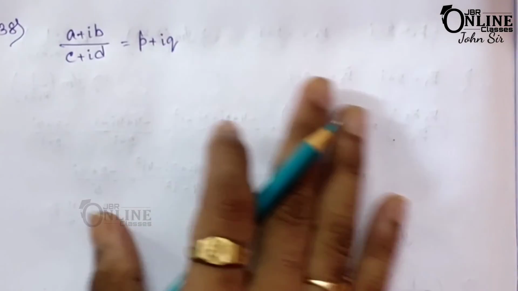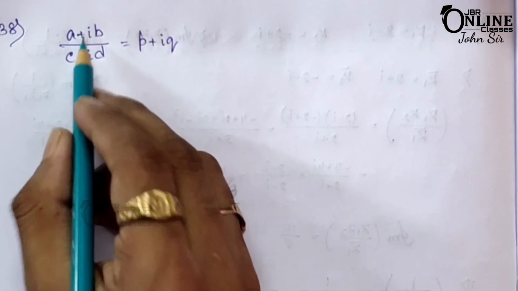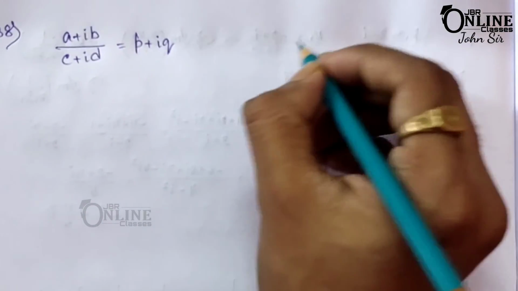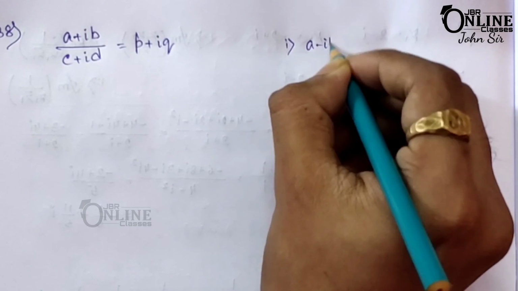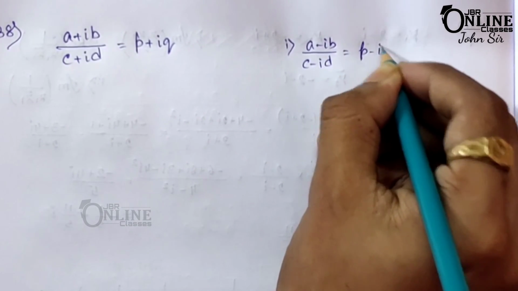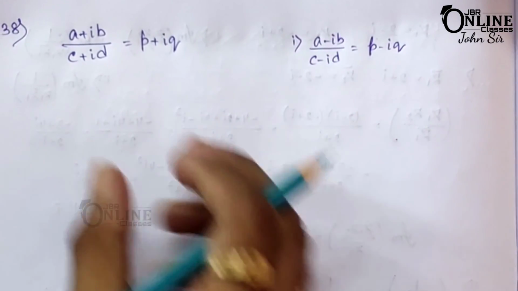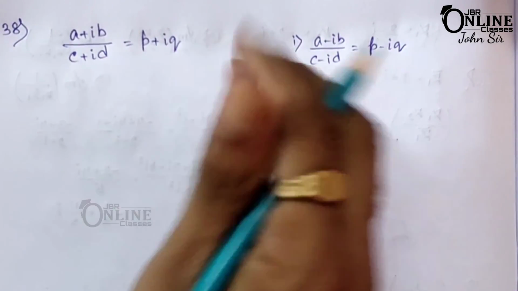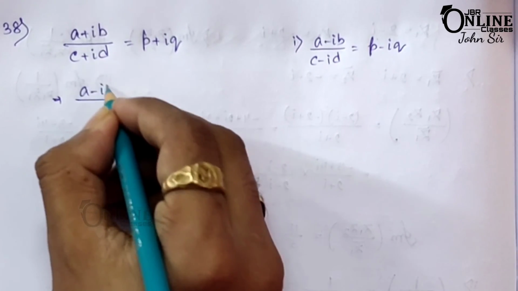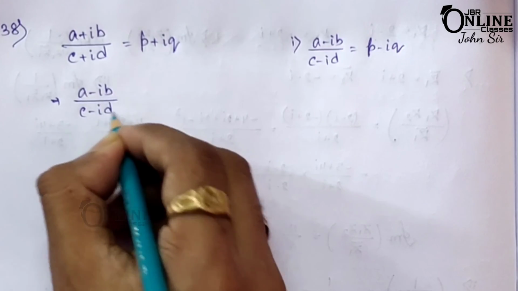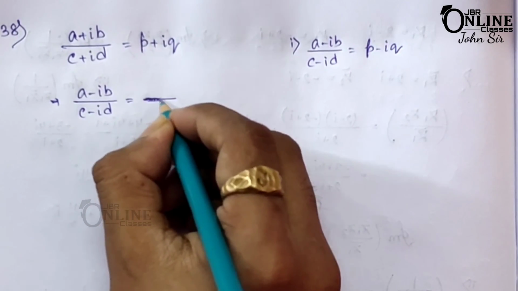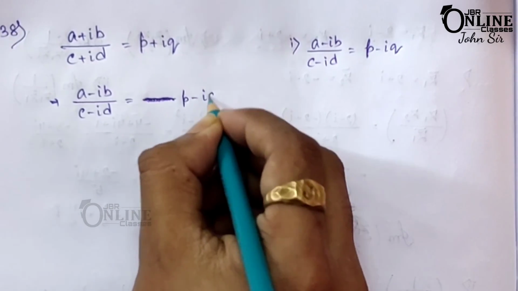Now sum number 38. In sum number 38, if this one equals this one, then you have to prove that a minus ib by c minus id equals p minus iq. So it's very easy. You have to first take the conjugate on both sides. So if you take the conjugate on both sides, then the upper one will be a minus ib and the lower one will be c minus id, and here also the conjugate of this one, p minus iq.